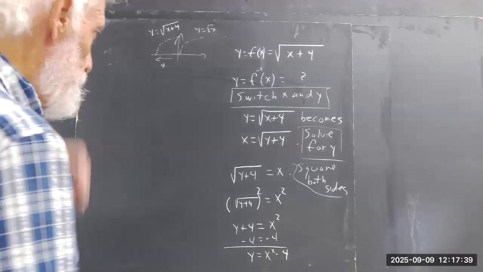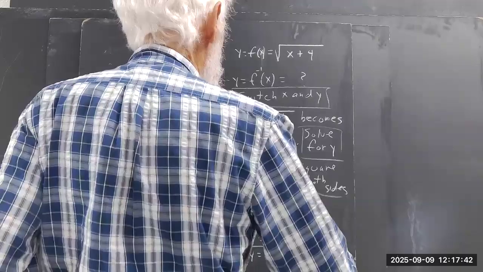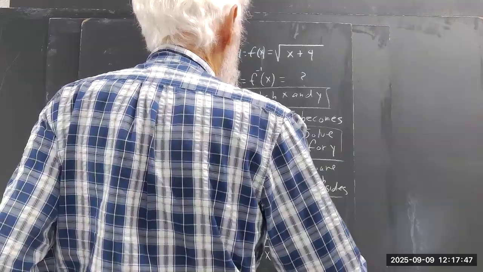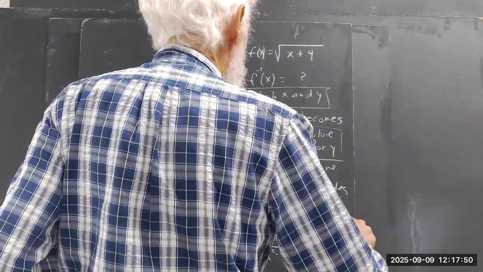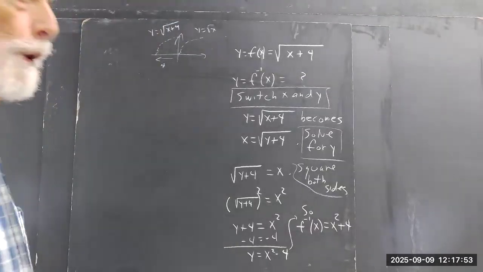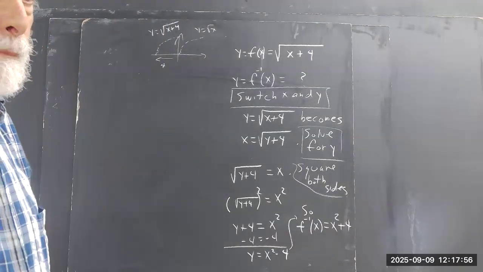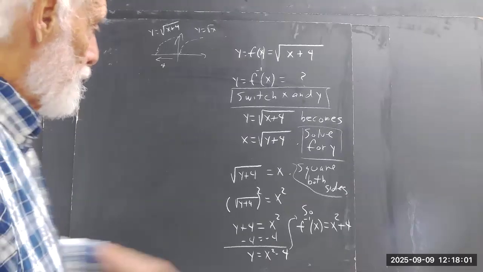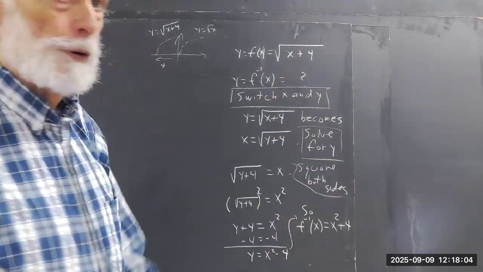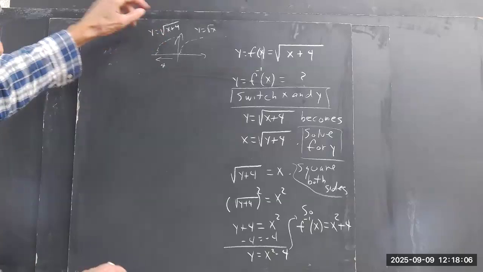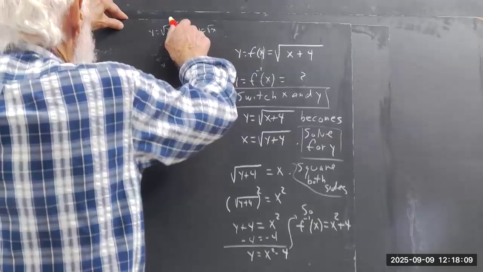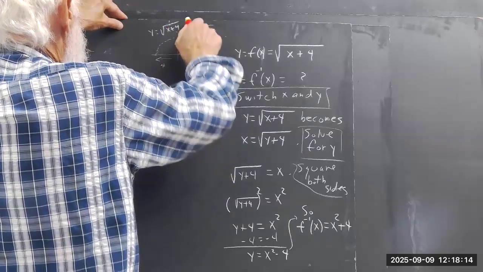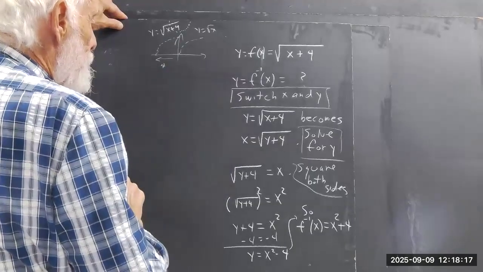So now f inverse of x equals x squared minus 4. If you graph x squared plus 4, it's the same as the graph of x squared, but you've got to raise it up 4 units. So in this graph, your graph of x squared would be raised up 4 units. But there's x squared plus 4.